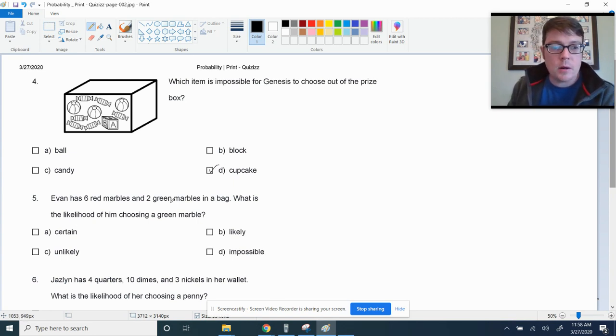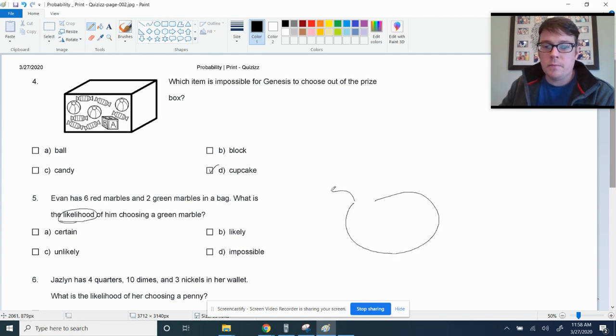Evan has 6 red marbles and 2 green marbles in a bag. What is the likelihood, this is another word for probability, of him choosing a green marble? So let's draw the bag here. So here's our bag. Inside the bag we have 1, 2, 3, 4, 5, 6 red marbles. So 6 that are red. And then we have 2 that are green. So uno and dos. So those are the marbles that are in our bag.